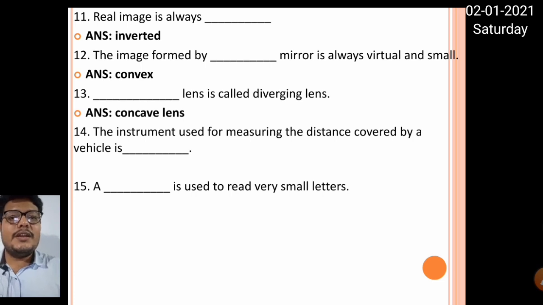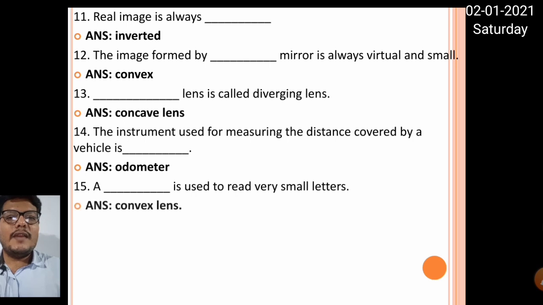Let's see number 14. The instrument that is used for measuring distance covered by a vehicle. In the beginning, I think in video number 2, we talked about this. That is the odometer. Okay, see this next one. A blank is used to read very small letters. What is used to read very small letters? A magnifying glass, or you can say convex lens.